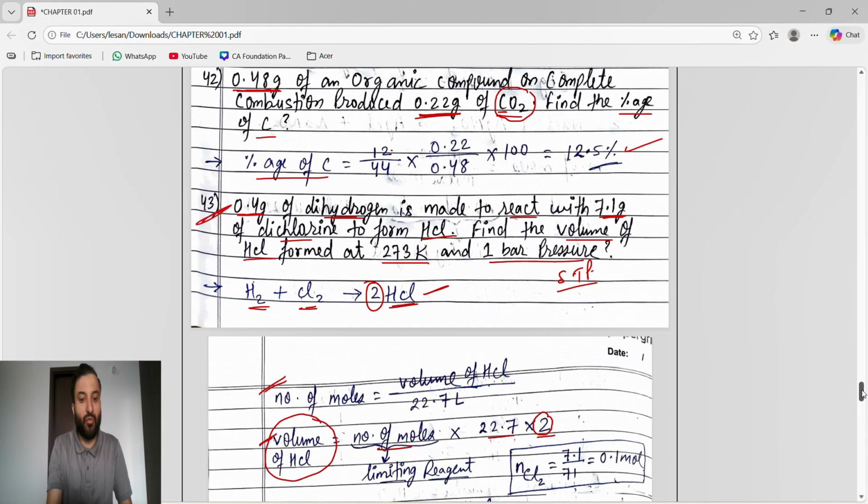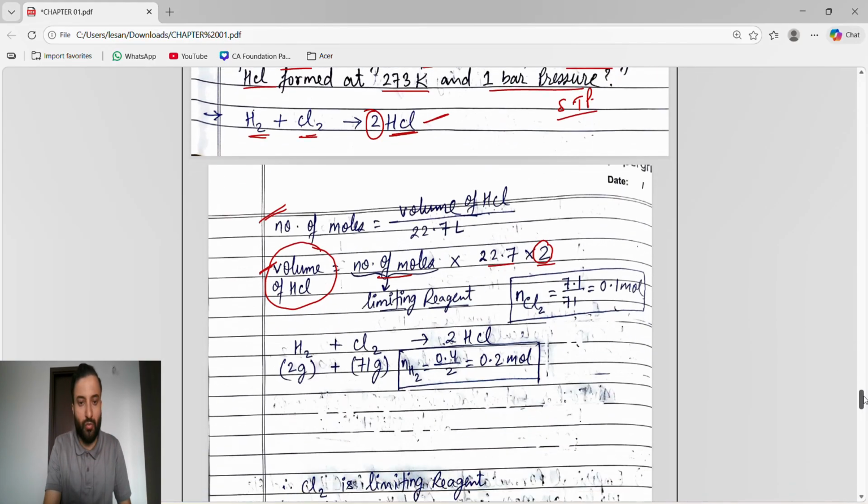Then for finding the volume, we will do the same. Number of moles means volume divided by molar volume at standard temperature and pressure. So for finding the volume, it is number of moles into molar volume. The molar volume is 22.7 liter. And we will take the molar volume of HCl, because whatever we have to find, we have to take that. So how many HCl are there? 2 HCl. So 2 into molar volume, so 22.7 into 2.